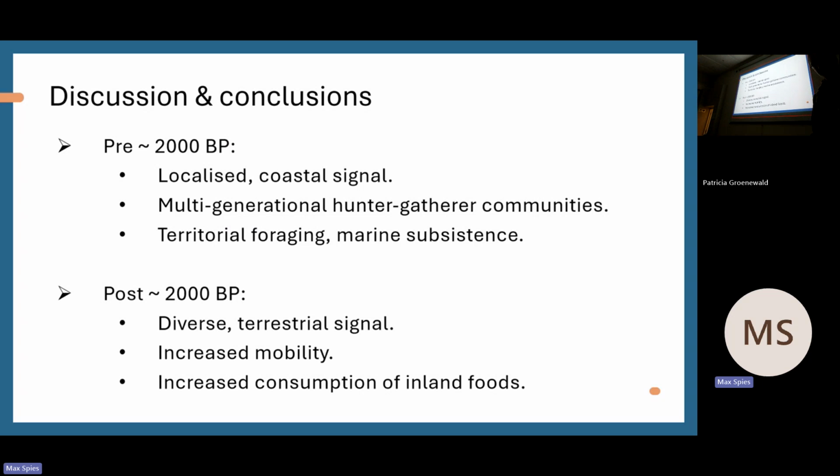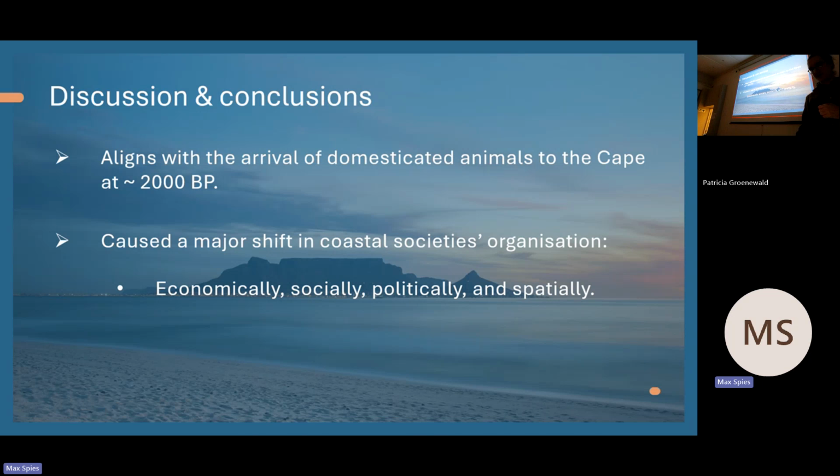Then, like I mentioned, post-2000 BP, we see a shift in this herder group to a much more diverse and more terrestrial signal, which means that people were moving around, there was increased mobility, there was increased consumption of foods from further inland. And this aligns a lot with other evidence for the arrival of domesticated animals to the Cape at around this period of 2000 BP.